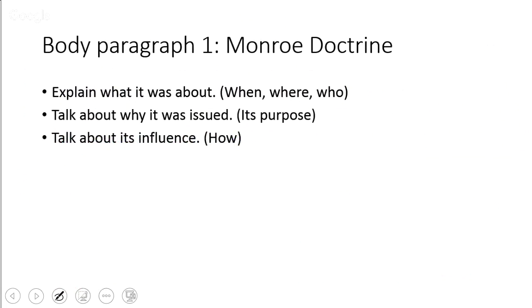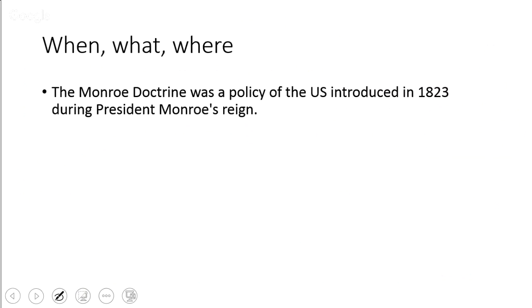Now, first of all, we are going to write down about the Monroe Doctrine. You need to explain what it was about, why it was issued, and its impact, its influence. So what we are going to say is when, what, and where first. So when? In 1823, right? Where? Definitely in the United States.